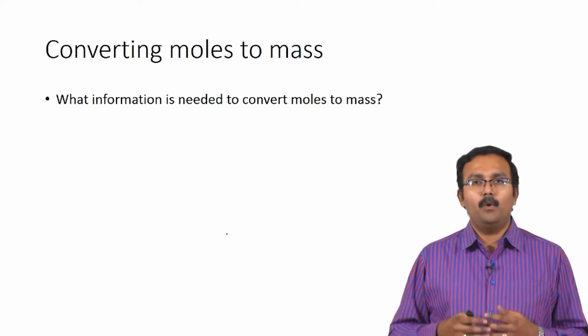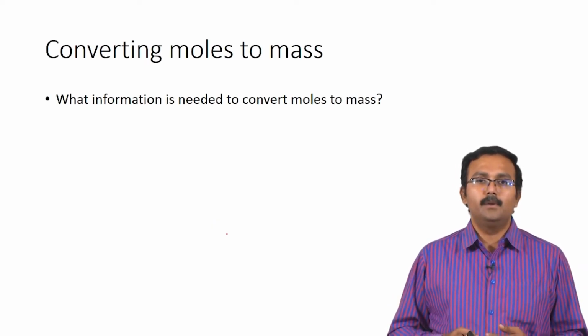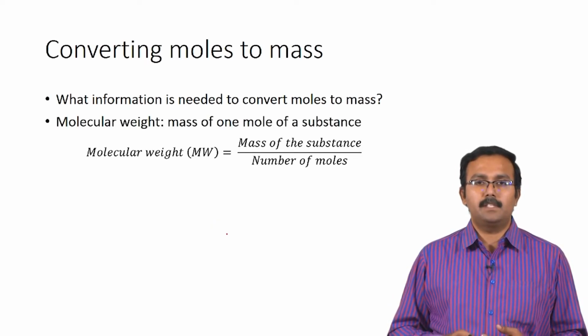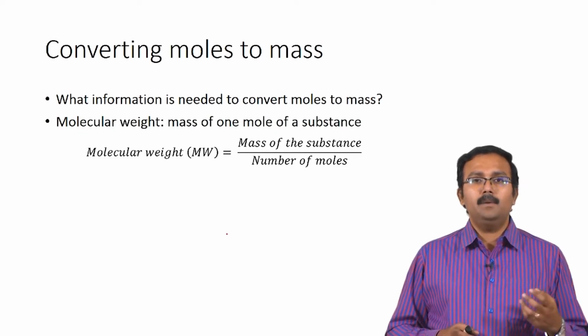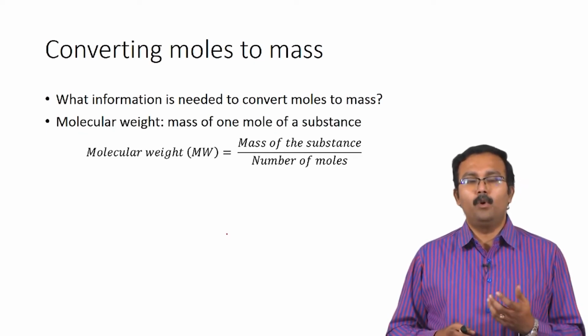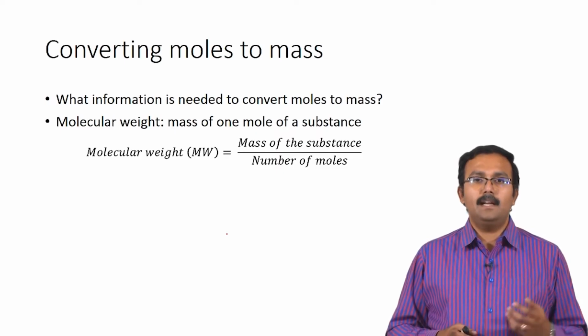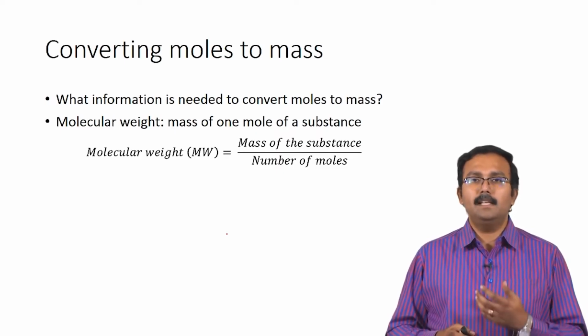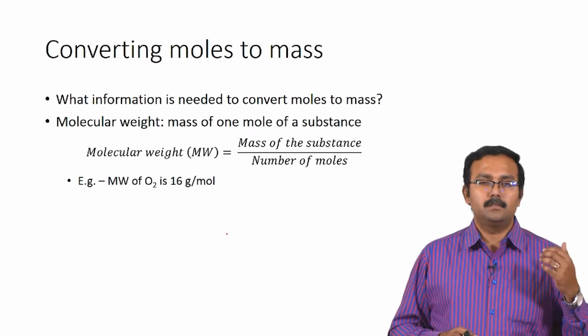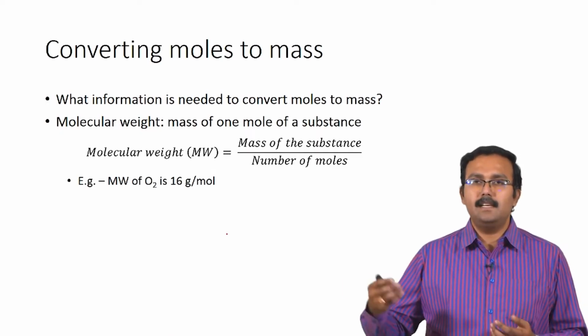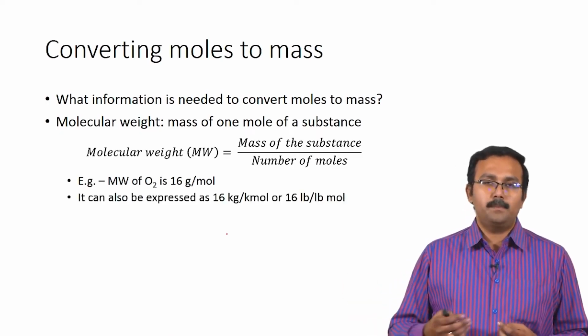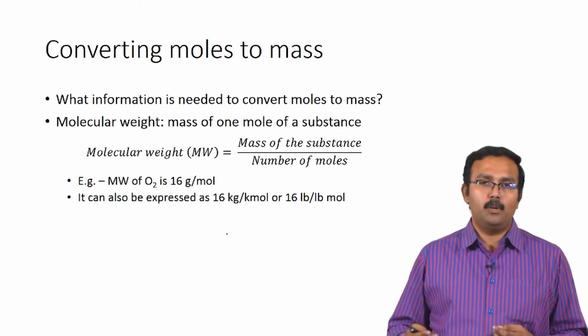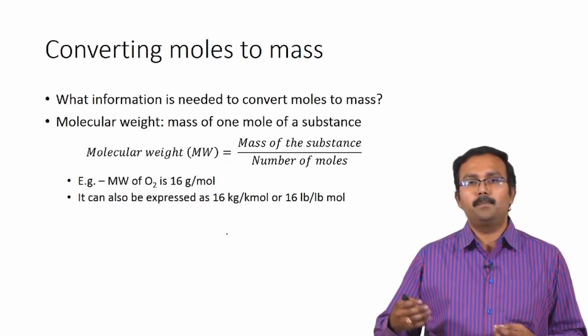How would you do that? What information would you need? You need to know the molecular weight of a substance. Molecular weight is basically the mass of 1 mole of a substance. So, it is calculated as mass of substance divided by the number of moles. Molecular weight for oxygen is 16 grams per mole. It is also expressed as 16 kilograms per kilomole or 16 pounds per pound mole.